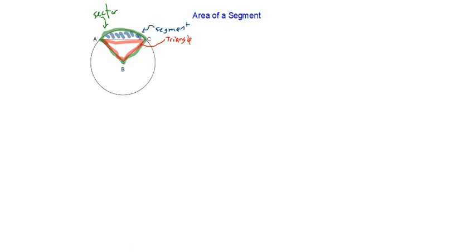So let's write that down. The area of the segment, I'll put segment as a subscript so we know that's what we're talking about, is equal to the area of the sector minus the area of the triangle. In this case, that's triangle ABC. So that's our goal. If we can find the area of the sector and the area of the triangle, we'll subtract them, and we'll come back to this idea here. Let's start off by first finding the area of the sector.